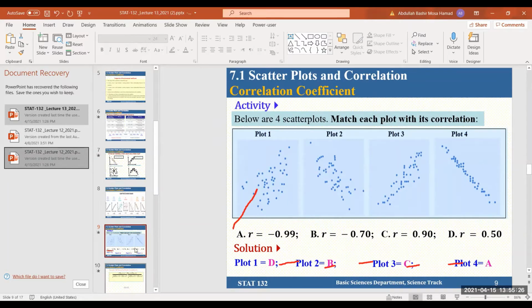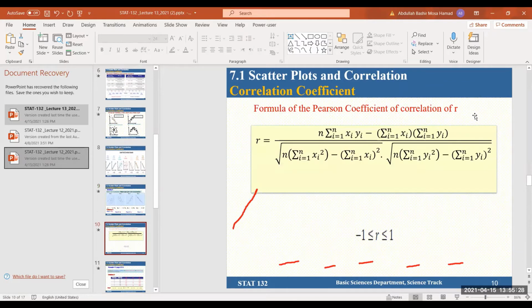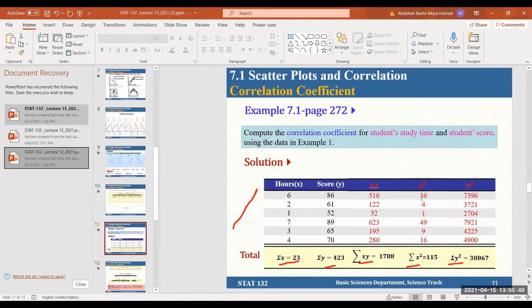So let's move on. We know how to compute R. Actually, this formula will be given in the exam paper, so there's no need to memorize it. You just have to know how to use it, but we will give it to you. Let's see this example.